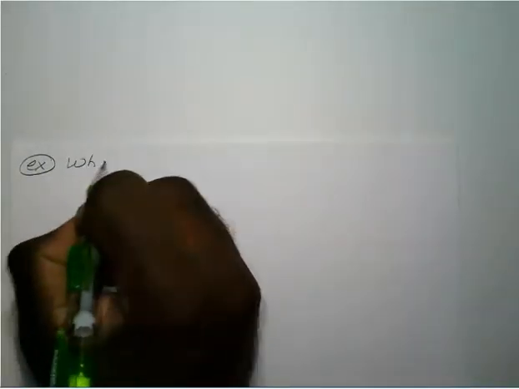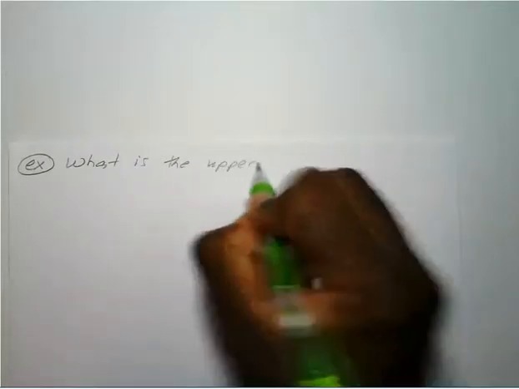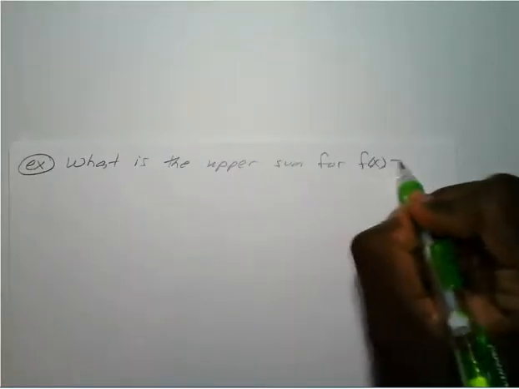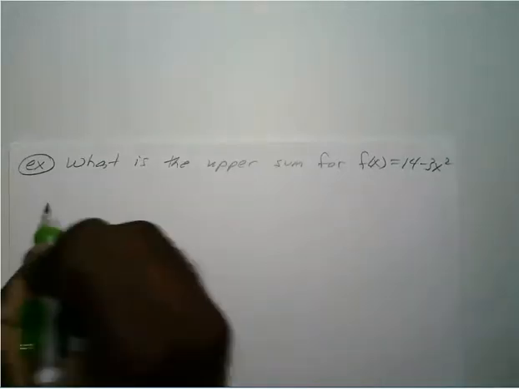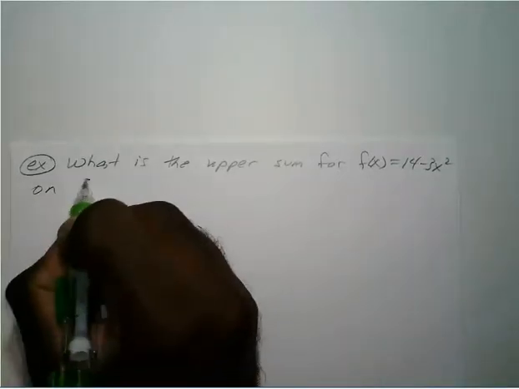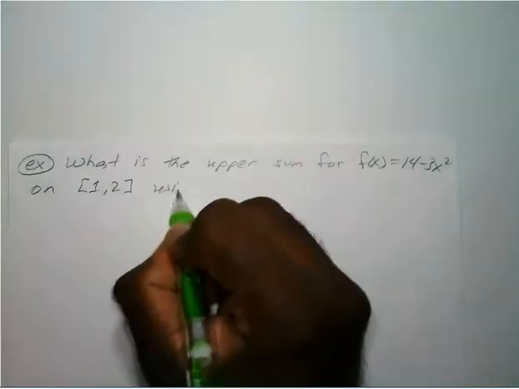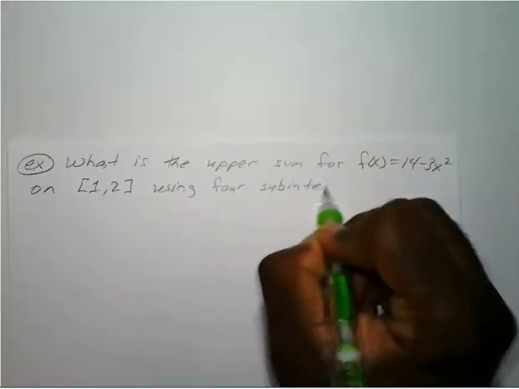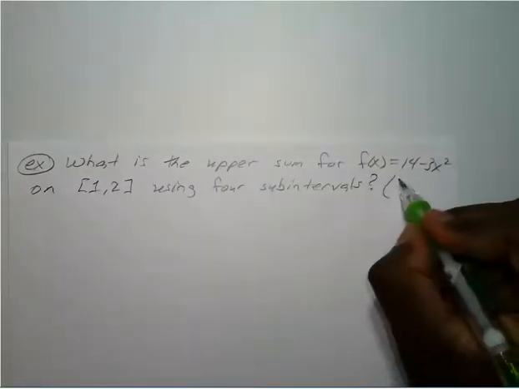All right. So for this example, we want to know what is the upper sum for f of x equals 14 minus 3x squared on the interval from 1 to 2 using 4 subintervals. And again, we're going to round to the nearest hundredth.